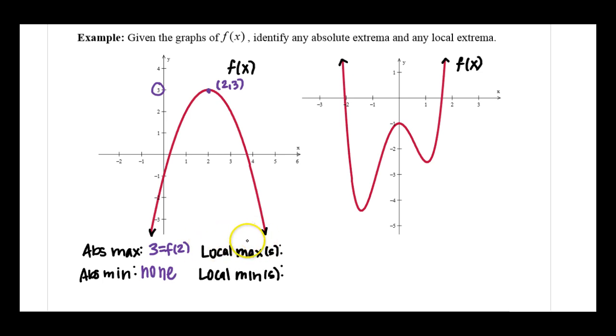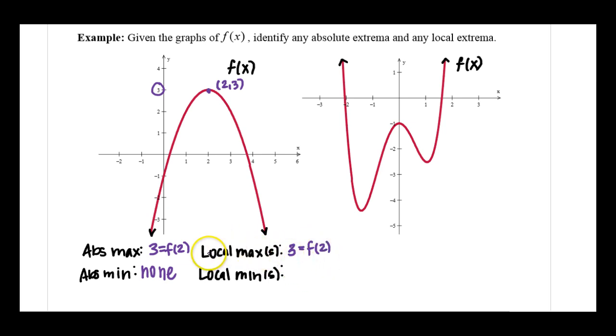So now local maximums. Again, we're looking for all potential peaks in the graph. So there may be more than one. Now in this case, there's only one peak in the graph. There's just this one peak that we saw earlier when we looked for the absolute maximum. So the local maximum as well is the y value 3. Or again, we can classify that as f of 2 if we want to.